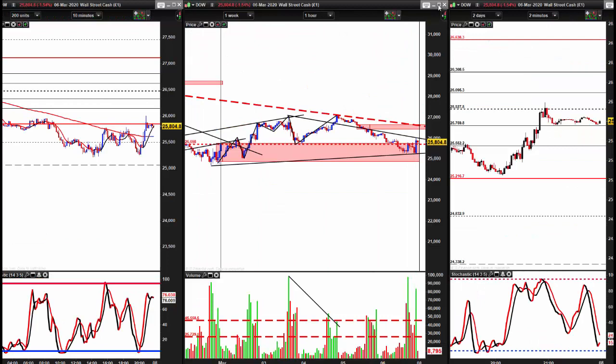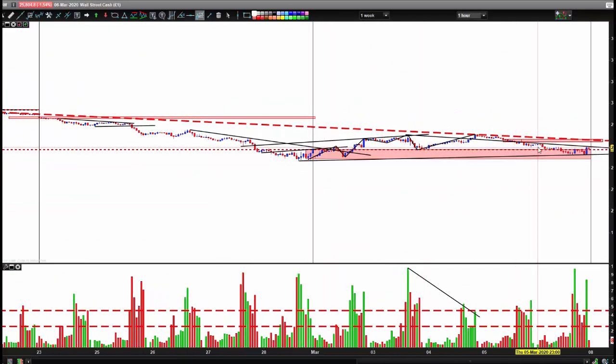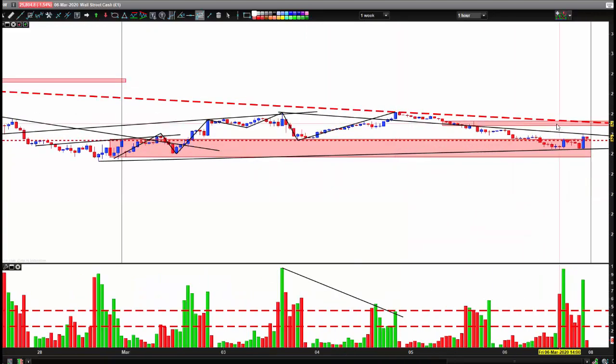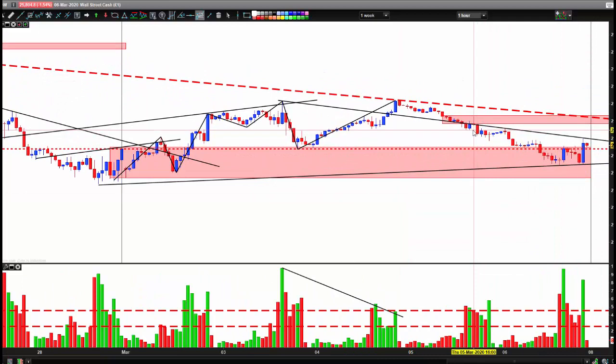So here we are now looking at a 1 hour chart. So I'm drilling right down to the 1 hour chart. Here's the resistance I've got up here. So I've marked this sell signal that we had in the 1 hour chart here at 5 o'clock on Thursday. So I think that will get retested.